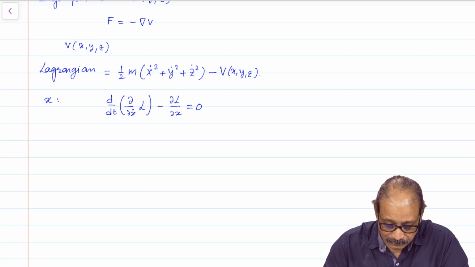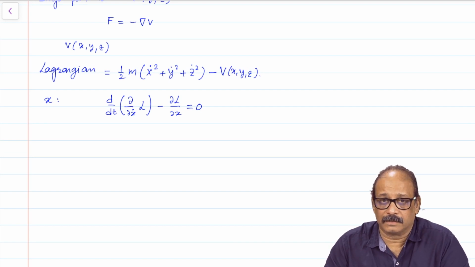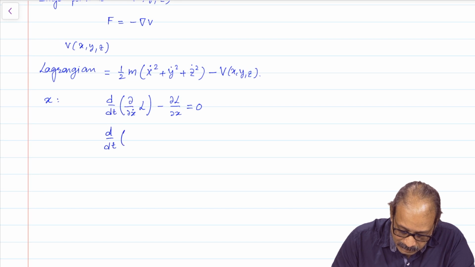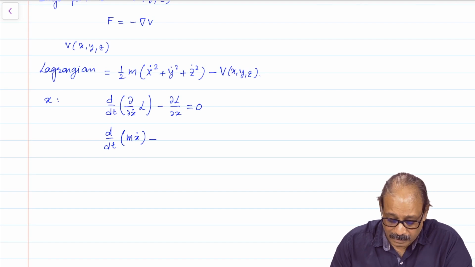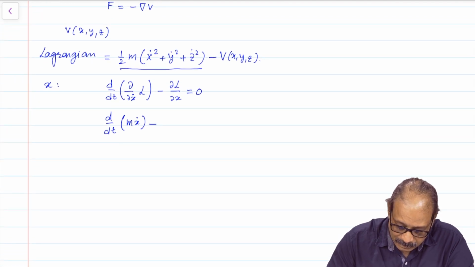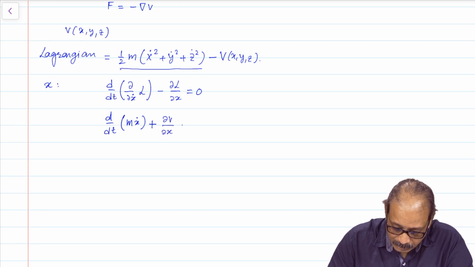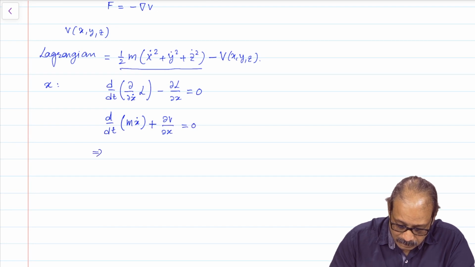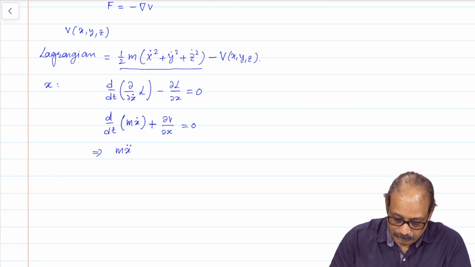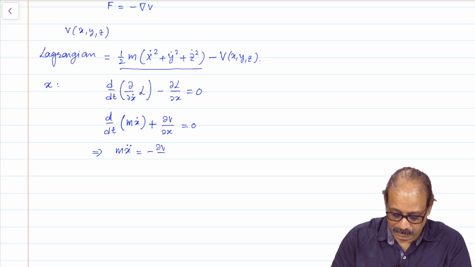What is the partial derivative of the Lagrangian with respect to x dot? That is nothing but d by dt of m x dot, minus del L by del x, but the first term of the Lagrangian does not have any x. So, this immediately gives us plus del V by del x is equal to 0, and this gives us the equation m x double dot is equal to minus del V by del x, but we know that that is just exactly equal to f x.